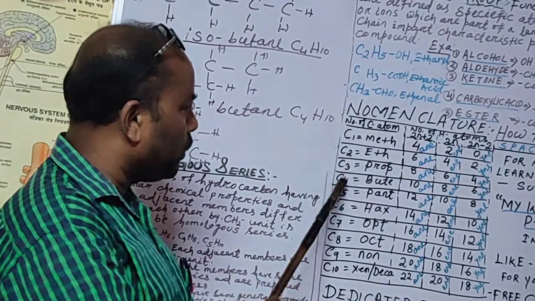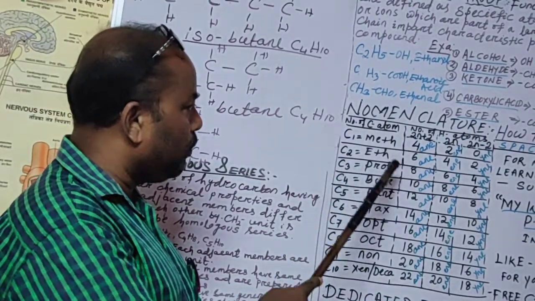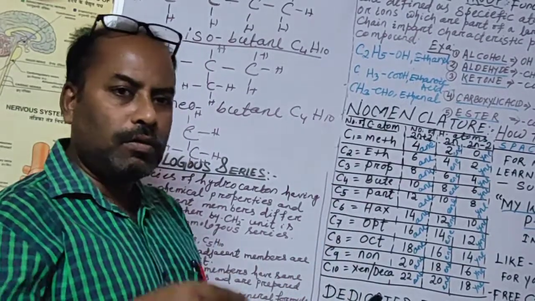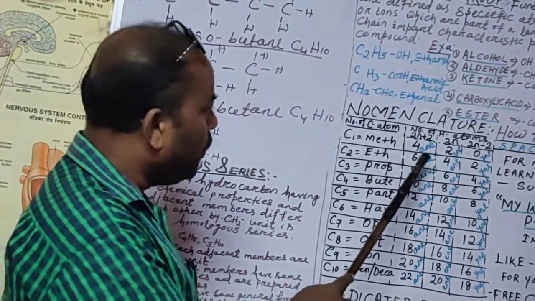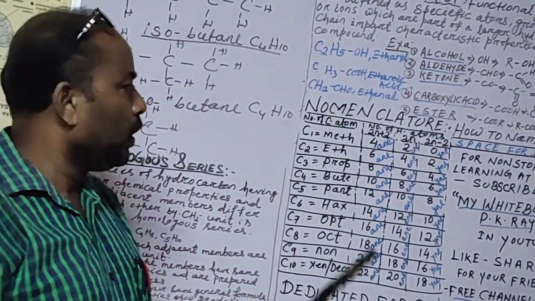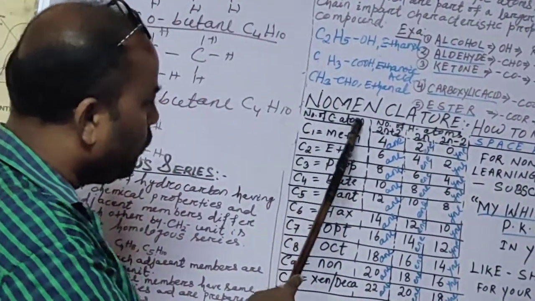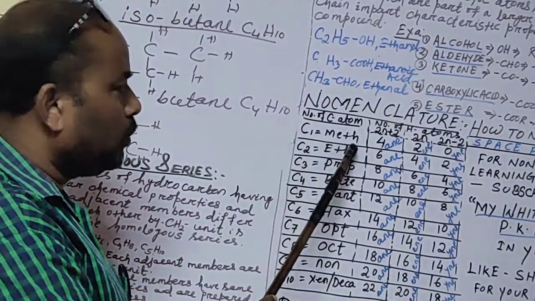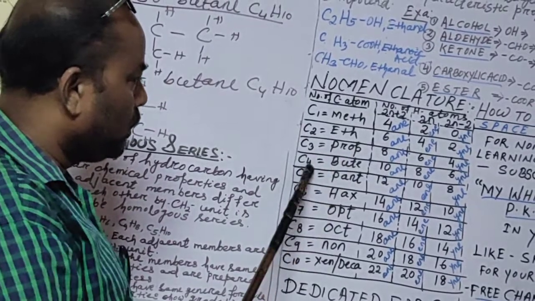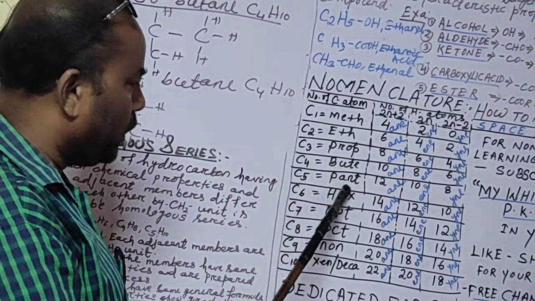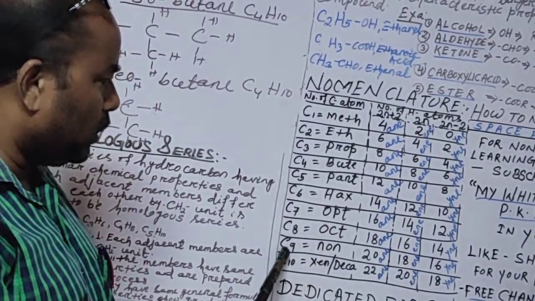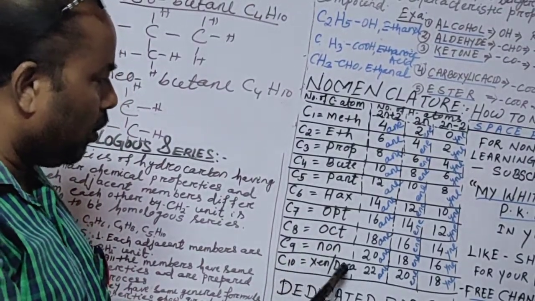The first name depends upon the carbon atoms, and the second part depends upon the hydrogen atoms. According to how many carbon atoms there are, the first name is started, and according to how many hydrogen atoms there are, the ending is given. For example, you have to memorize this: C1 means meth, C2 means eth, C3 prop, C4 but, C5 pent, C6 hex, C7 hept, C8 oct, C9 non, C10 dec.